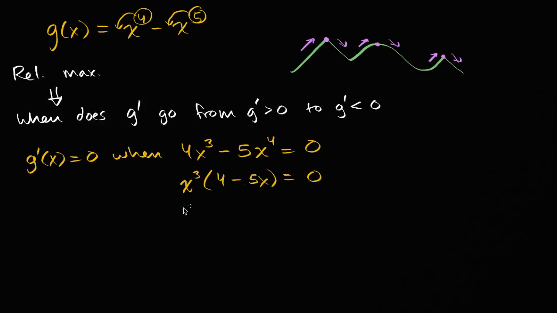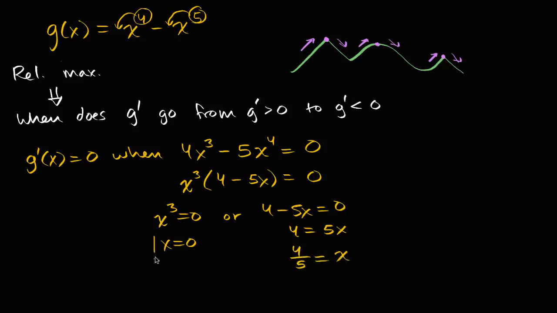So this is going to happen when, let me not skip steps, x to the third is equal to 0, or 4 minus 5x is equal to 0. For x to the third equaling 0, that's only going to happen when x is equal to 0. And 4 minus 5x equaling 0, we'll add 5x to both sides. You get 4 is equal to 5x. Divide both sides by 5. You get 4/5 is equal to x. So these are the two places where our derivative is equal to 0.